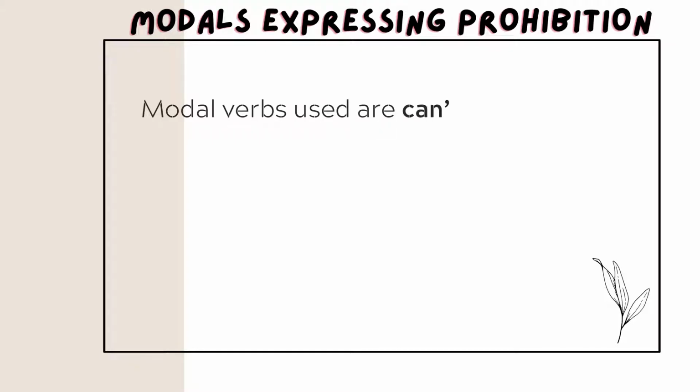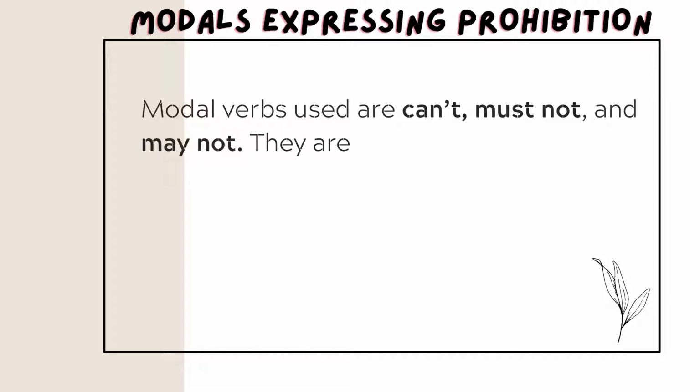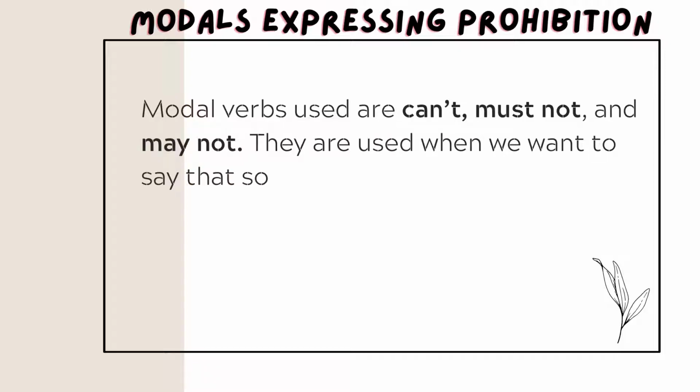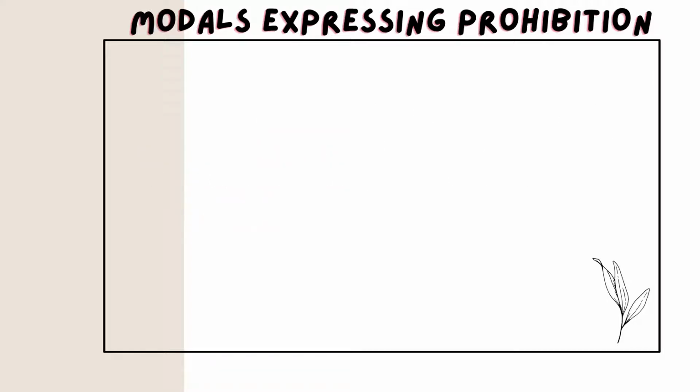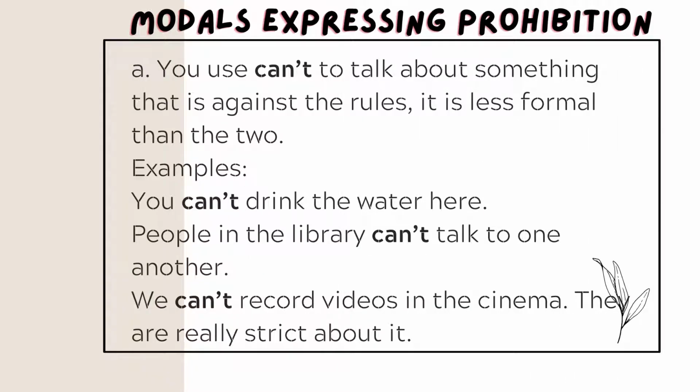Okay, we are now down to the last part of our discussion, which are modals expressing prohibitions, which are can't, must not, and may not. These are used when we want to say that something is not allowed or permitted. A. You use can't to talk about something that is against the rules. It is less formal than the two.